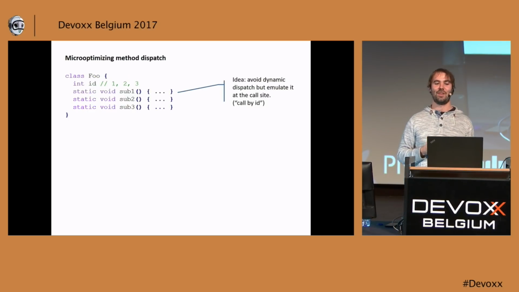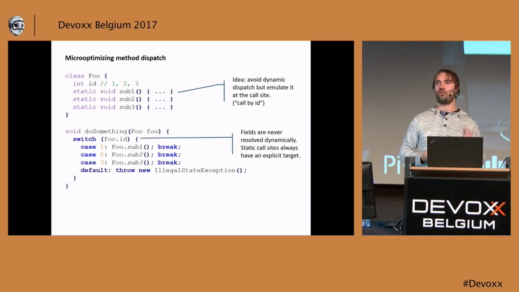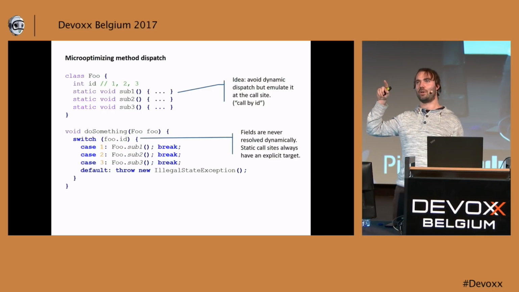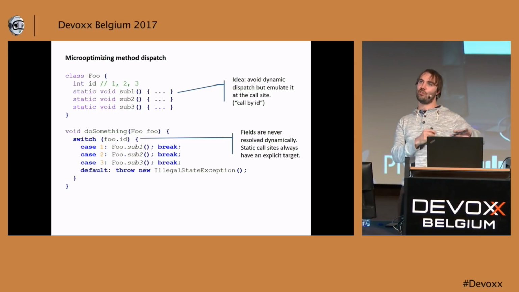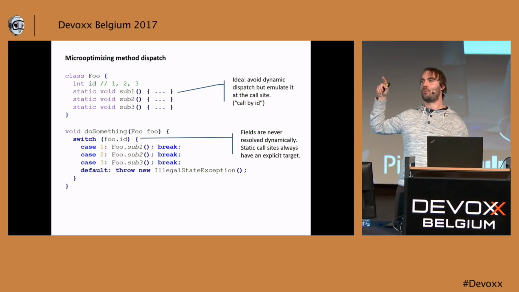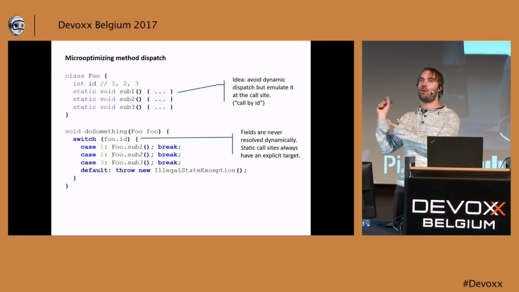Well, here's the trick. We implement a class Foo instead of having the interface, and then we implement 3 static methods. And whenever we want to invoke one of the methods, we do this. We switch on the ID, and then we go through the cases, and then we invoke the sub-method that we actually want to invoke. This time, the JVM looks into your program and sees, okay, this is 3 method calls, they're all static. Static methods cannot be virtual, so they are monomorphic. I can inline things, and I can dispatch this non-virtually now.